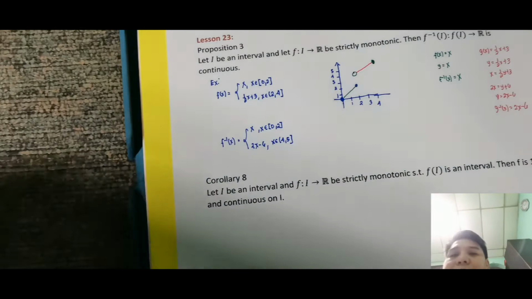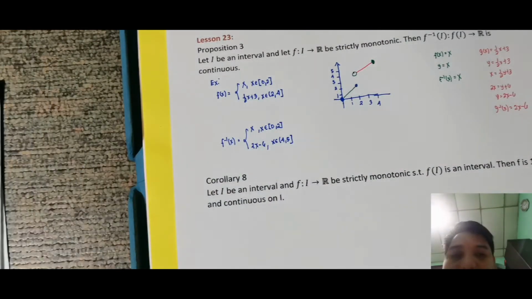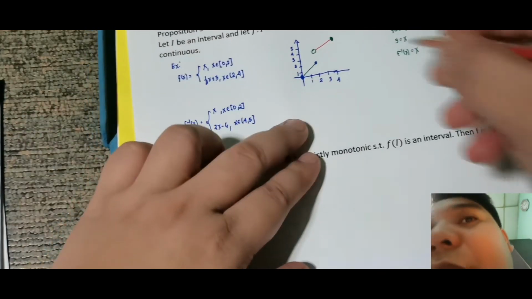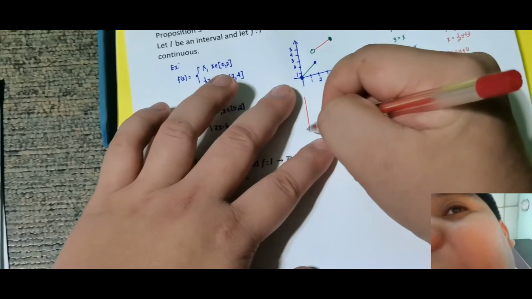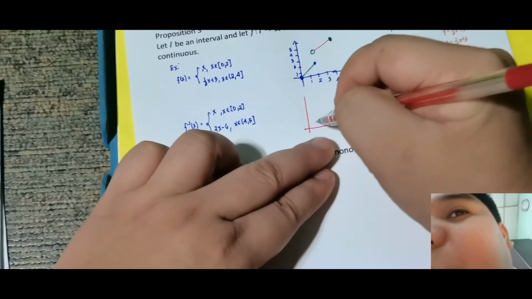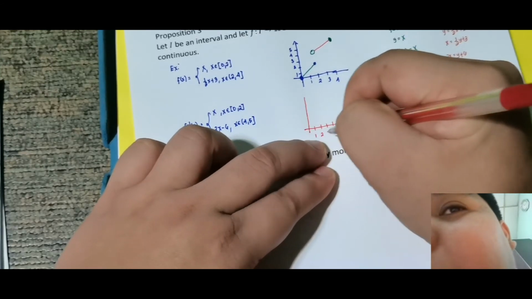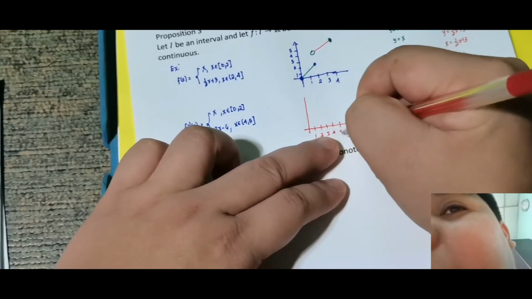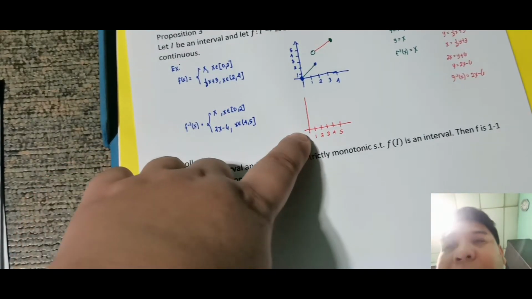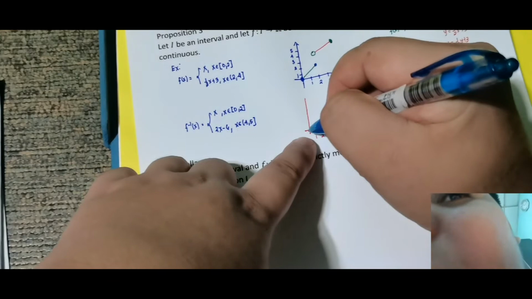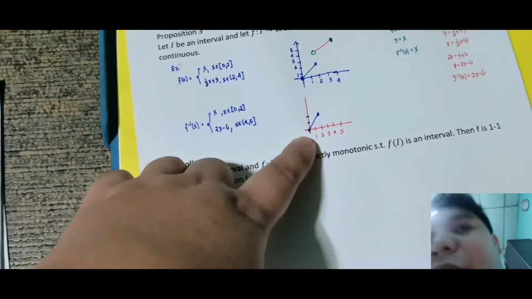Okay, so try natin i-graph. So pag ginraph natin yan, let's say ito isang graph niya, ibang kulay. So similar number pa rin naman. So bilang na lang tayo dito, 1, 2, 3, 4, 5. So una, for x is equal to 0, that is 0. Dito pa rin. Okay, for x is equal to 2, that is 2 pa rin. So dito pa rin yan. Mapapansin mo, close pa rin dyan.